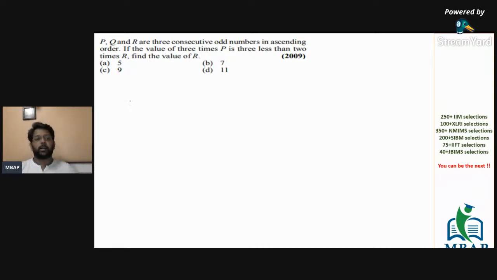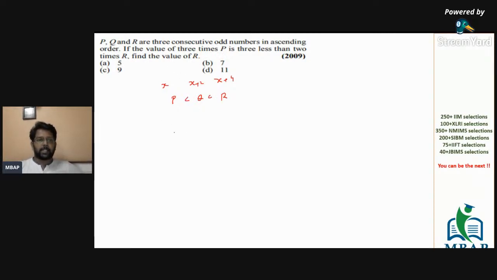It says P, Q, and R are 3 consecutive odd numbers. So consecutive odd numbers: if the first is X, the next will be X plus 2 and then X plus 4. Don't consider it as X plus 4, 4 will be even. If X is the first odd number, the next odd number will be X plus 2 and the next odd number will be X plus 2 plus 2. And they are in ascending order.